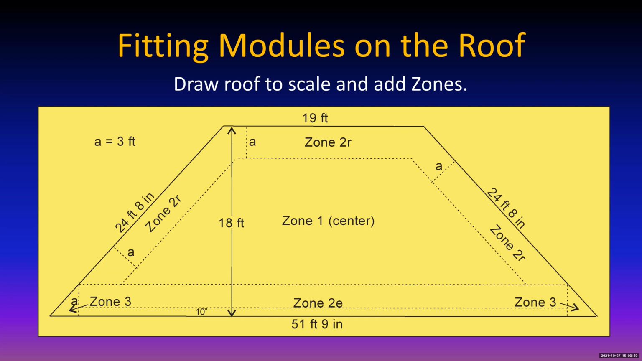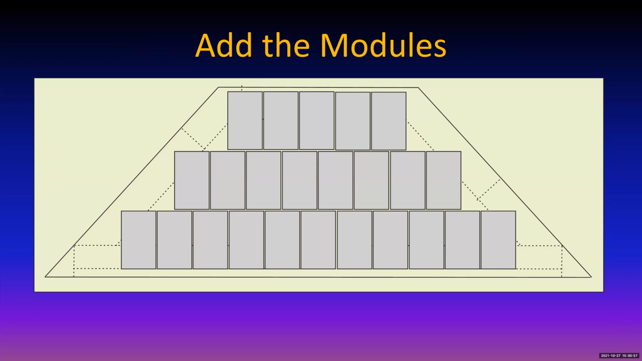If you're designing solar, you need to have 2 handbooks either on your computer or on your desk. One is the ASCE 7-16. The other one is the most recent version, or whatever version of the National Electrical Code that's being used in your jurisdiction. All right, so you draw your zone and then you add the modules.